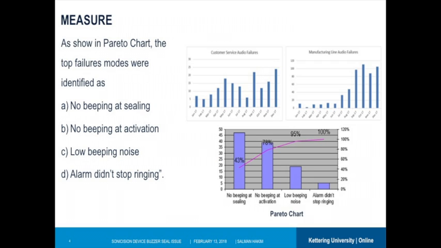The manufacturing engineering compiled all the audio failures in the assembly and the reasons why they failed the audio test. As shown in the Pareto chart and the graphs on the right side, the top failure modes were identified as no beeping sound at sealing, no beeping at activation, low beeping noise, and alarm did not stop ringing.